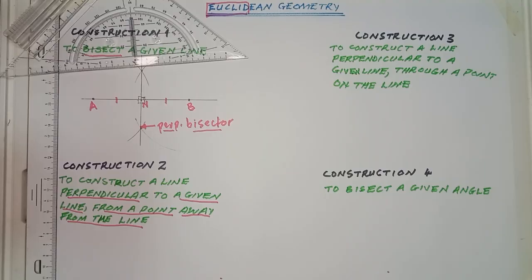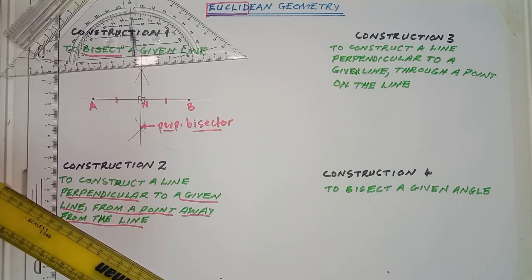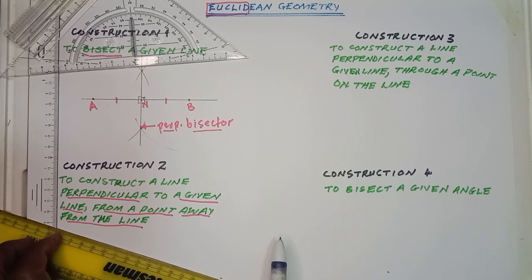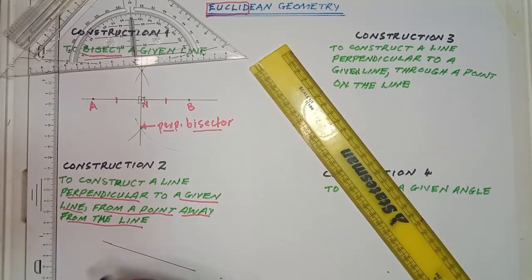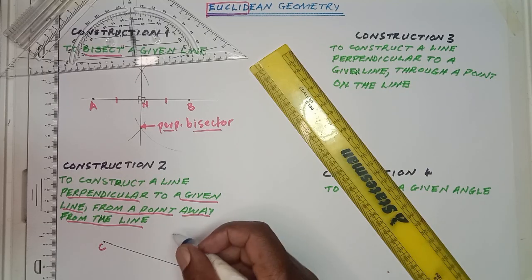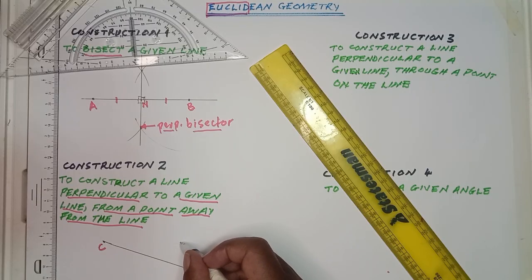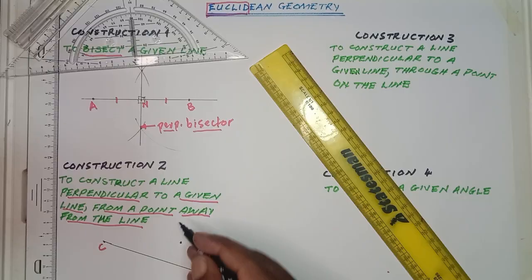So let me draw another line segment. If I draw any line segment here, and I'd like to call this line CD. Maybe this is point C, and this is point D. Okay. Now, let's locate a point away from this line, anywhere away from the line. So let's call this point P.